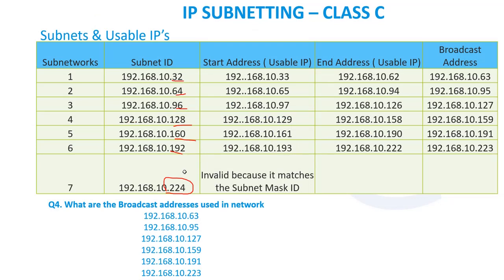So let's go back to the table again. What are the broadcast address? So each network has a broadcast address. The question may be like, what is the broadcast address of fourth subnet? So you have fourth subnet here and broadcast address here. So without broadcast address, nobody can function in the network.